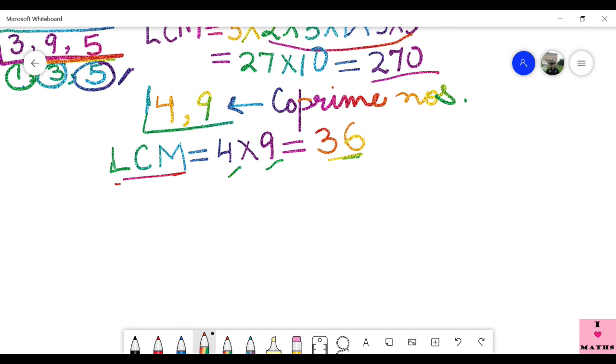I hope children you would have understood how to find the LCM of three numbers, and similarly we can find the LCM of four numbers or five numbers and so on.